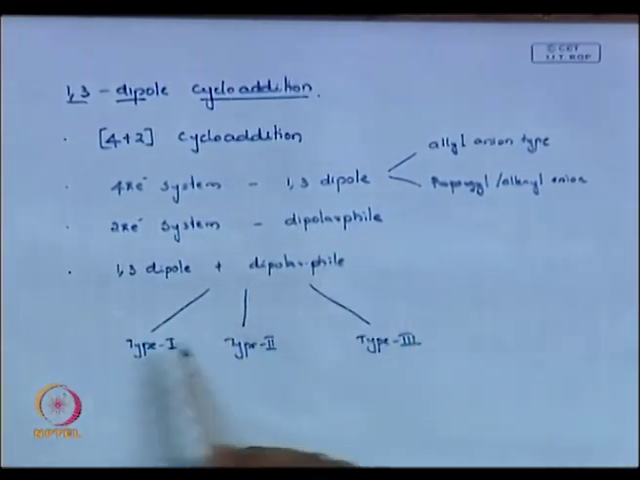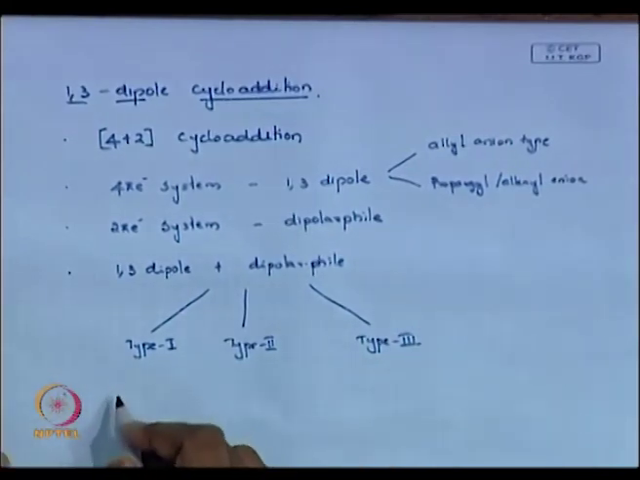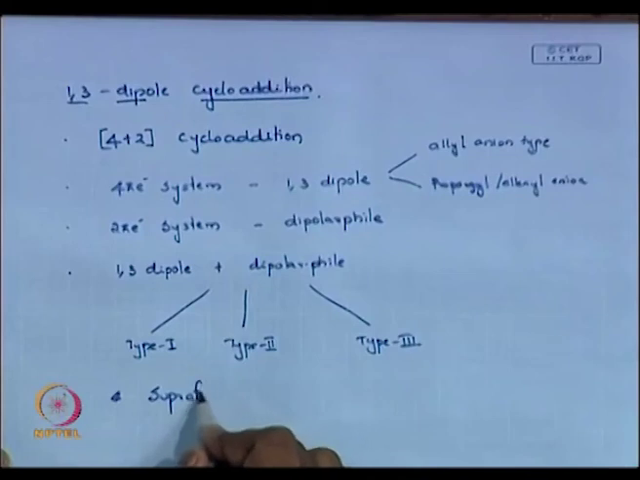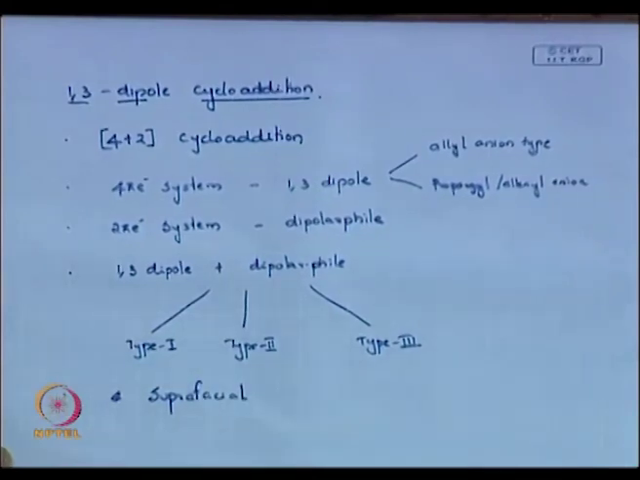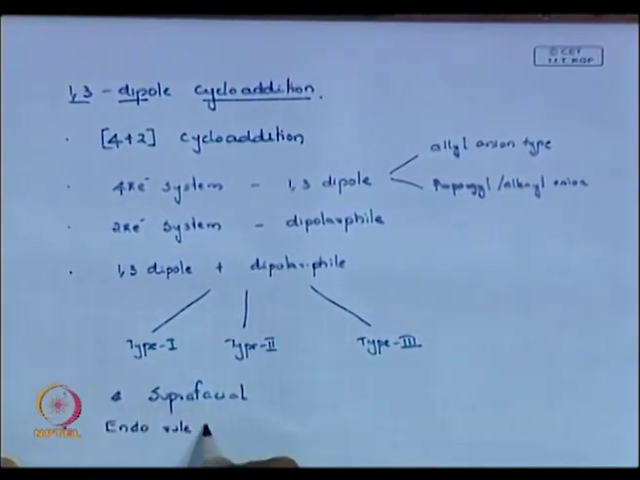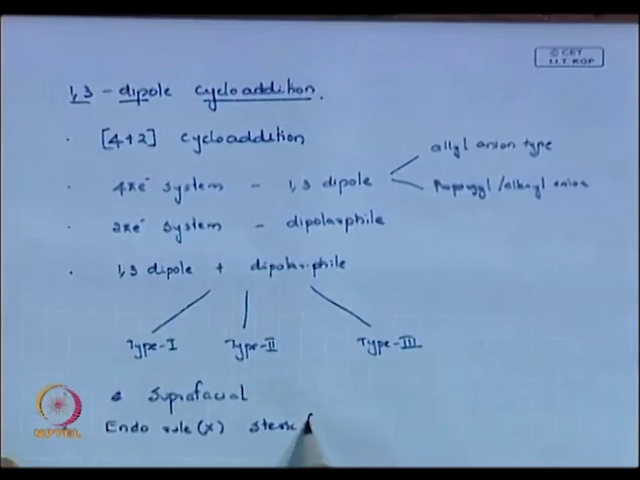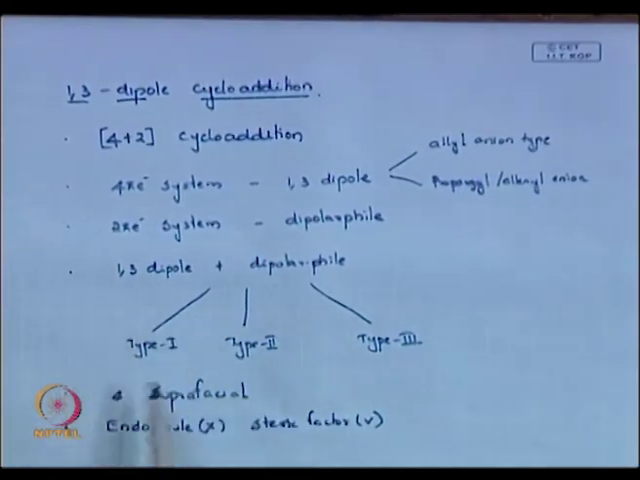And this is your dipolarophile, and you can classify them in 3 types. Another thing you watched is that it is suprafacial. It undergoes a suprafacial cycloaddition similar to your Diels-Alder reactions. The main point is that the endo rule does not work here. The steric factor plays a vital role in the product determination. Fine. So, these are some important things you have to remember.